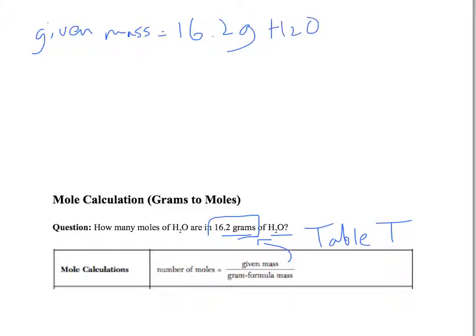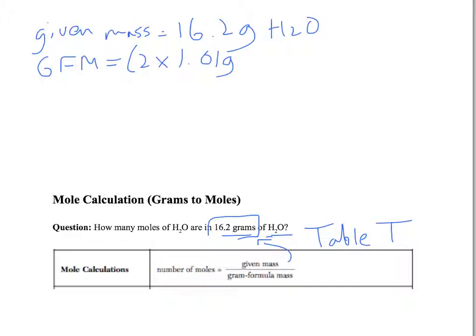And now the gram formula mass, or the GFM, equals basically the sum of all the parts on the periodic table. So if it's H2O, it's going to be 2 hydrogens, and let's do that. 2 times hydrogen is 1.01 grams on the periodic table.